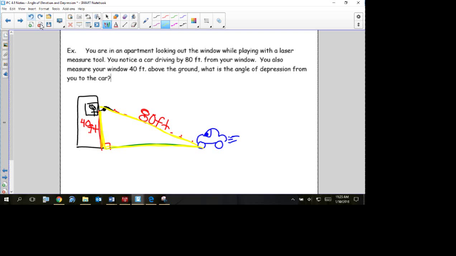So what I'm missing here is that horizontal piece where it goes down. That is the angle of depression right here. That's the angle of depression. But that's not how I write the triangle.